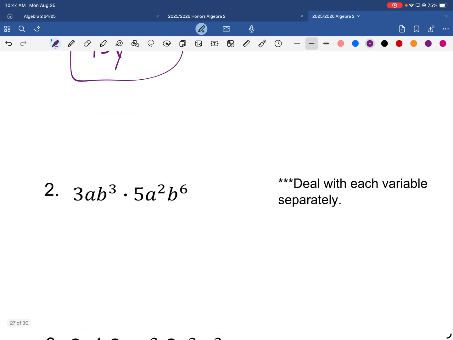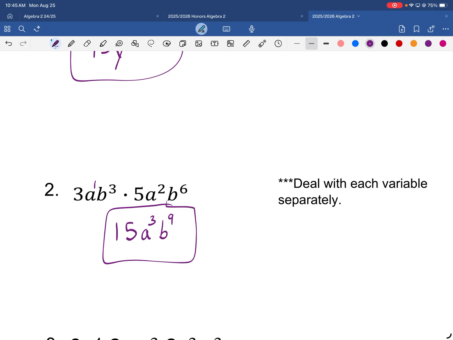Next example. We've got 3ab to the 3rd times 5a squared b to the 6th. You're going to follow the same rules from above. You multiply the coefficients. You add the exponents. But now there's 2 different variables. Deal with the variables separately. So 3 times 5 is 15. How many a's do I have in the first one? There's understood to be a 1 there. So we've got 3 a's. 1 plus 2 is 3. 3 plus 6 is 9. And you're done.